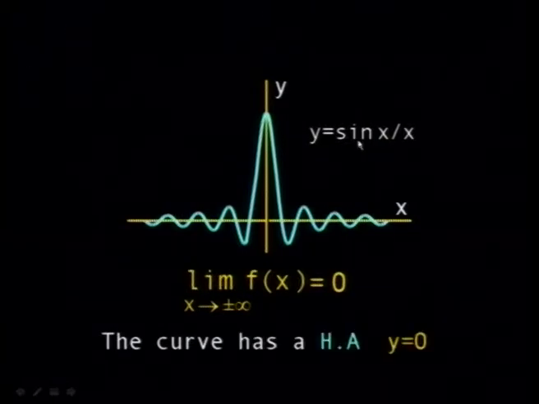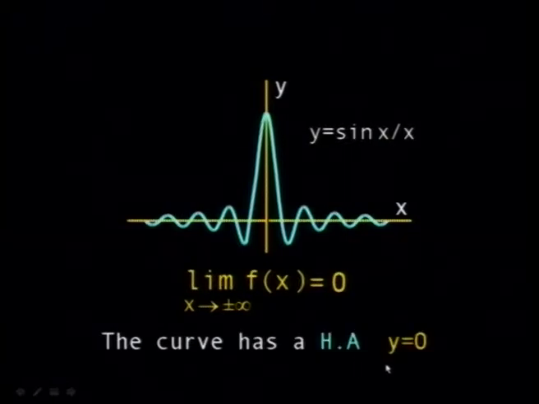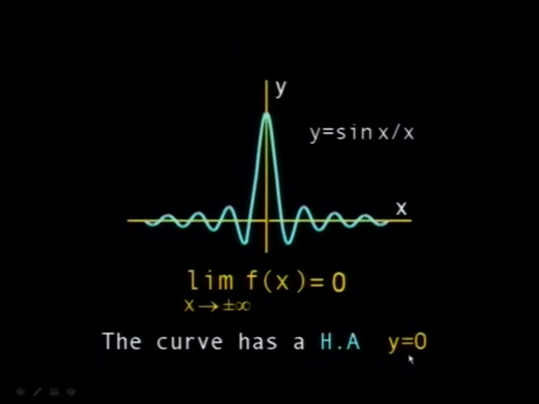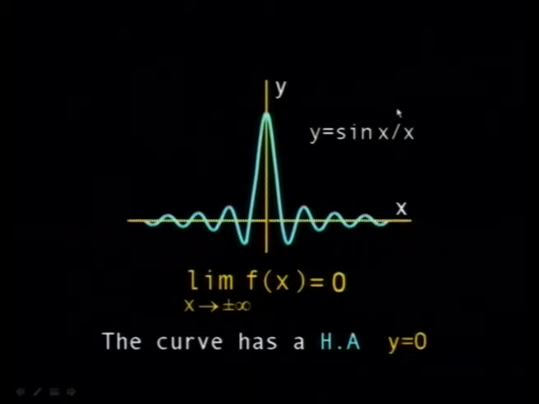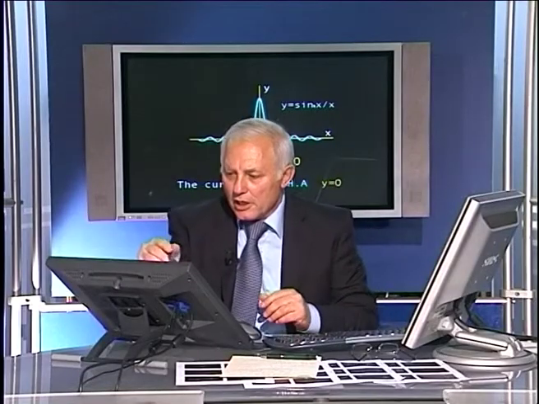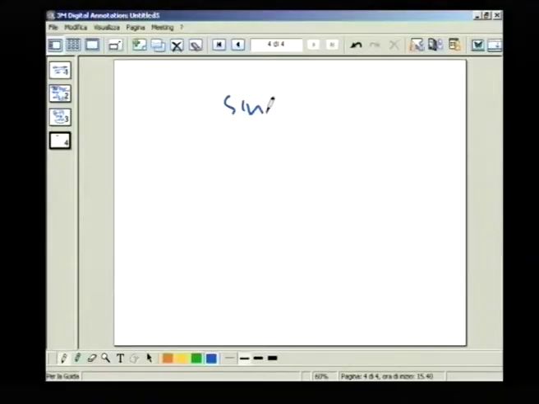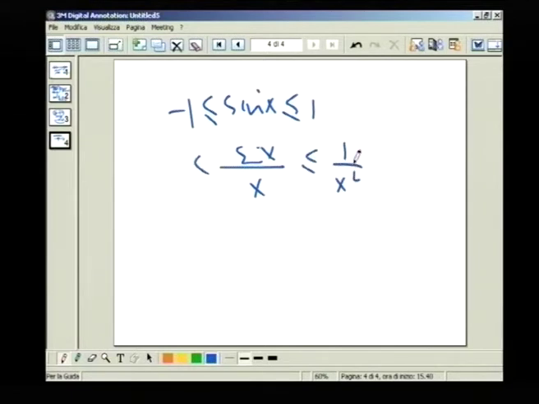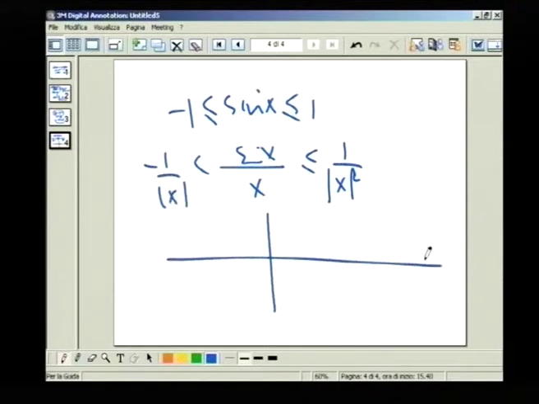For example, this function here, sine of x over x, has a horizontal asymptote. Why? Because sine x over x, we know that you can prove this here. You have sine x is always less than or equal to 1 and greater than or equal to minus 1. If you divide by modulus x, then you have this less than 1 over modulus x and greater than minus 1 over modulus x. So it means that this is 1 over modulus x and 1 over minus modulus x.